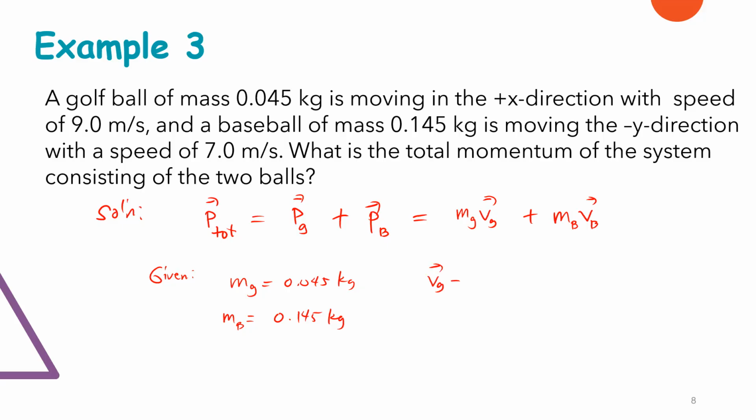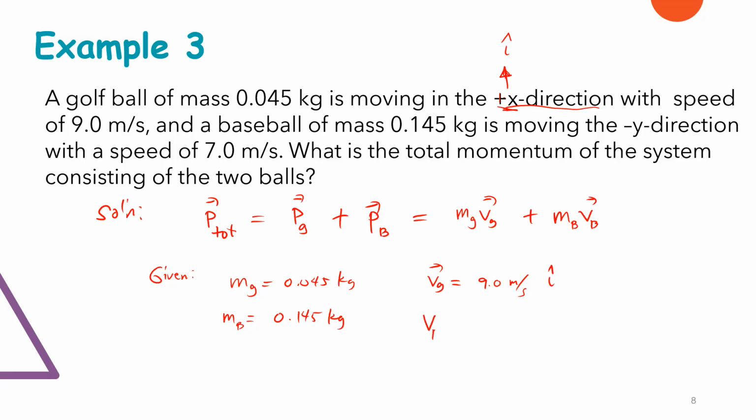Now, how about the velocity of the golf ball? The golf ball is moving in the positive x direction. So the velocity of the golf ball has a speed, or magnitude, of 9.0 meters per second, and the direction is the positive x direction, which we denote as i hat. Take note, i hat is the positive x direction. So this is now my VG.